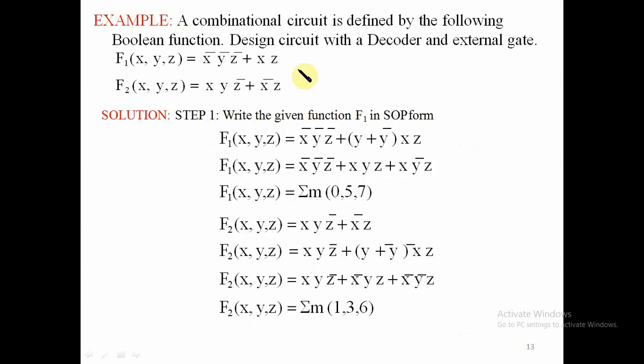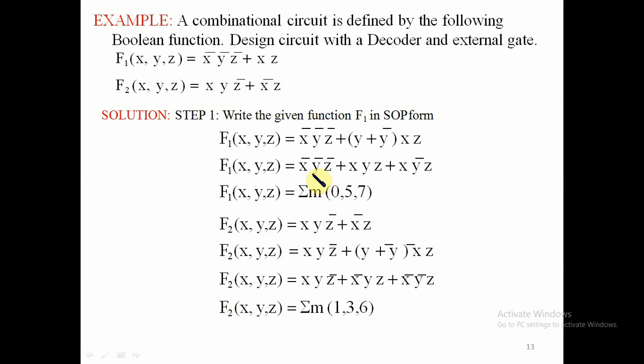Here is another example. A combinational circuit is defined by the following Boolean expression. Design the circuit with a decoder and an external gate. The given equation is X bar Y bar Z bar plus XZ. Here we take Y plus Y complement Y bar as an extra term using the Boolean identity law. After that we multiply each term with the bracket, so that for XZ we get XYZ and XY bar Z.